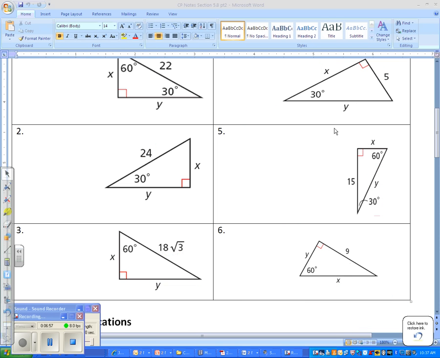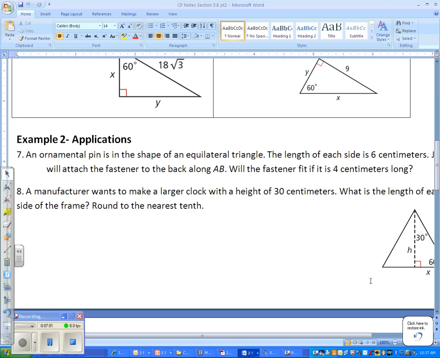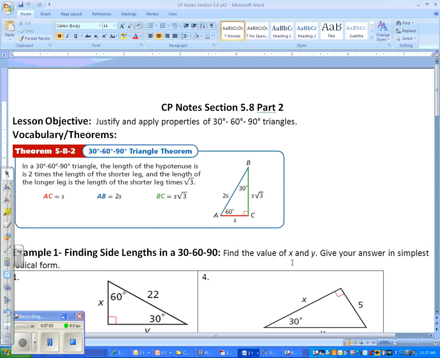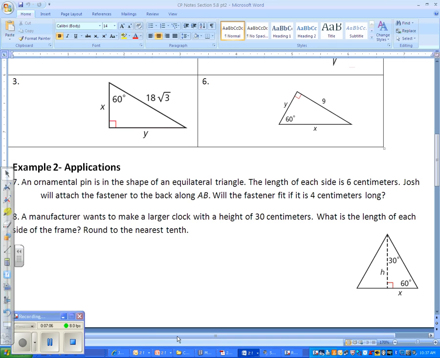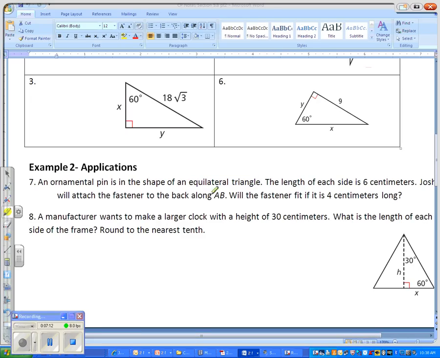Okay, the last thing, for the most part, I'm going to say for the most part. Okay, last thing we're going to try to do is a word problem, your favorite. And let's see, we'll only do one. We'll do number 7. So an ornamental pin is in the shape of an equilateral triangle. Oh my gosh, I'm so happy I picked this one. Equilateral triangle is so important.